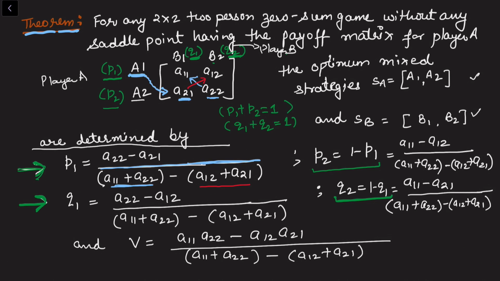You can see in all the probabilities the denominator is fixed, but the numerator gets changed. So if I want to calculate for A2, I am going to look at this one now.